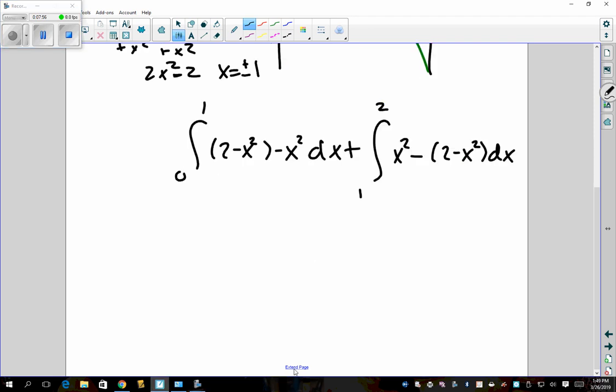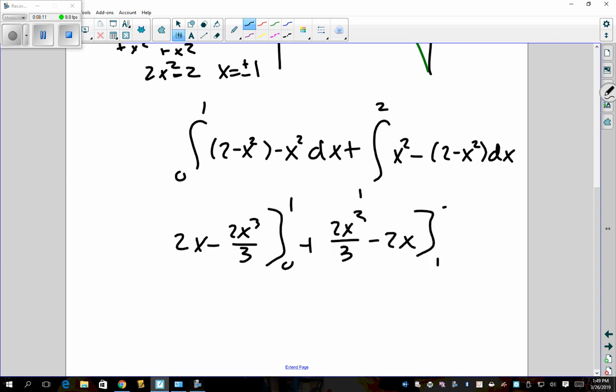So now when you integrate this, your simplified version should be 2x minus 2x cubed over 3 from 0 to 1, and 2x cubed over 3 minus 2x from 1 to 2. And I'm not going to solve this out all by hand, but you should get 4 if you're doing that at home by yourself.